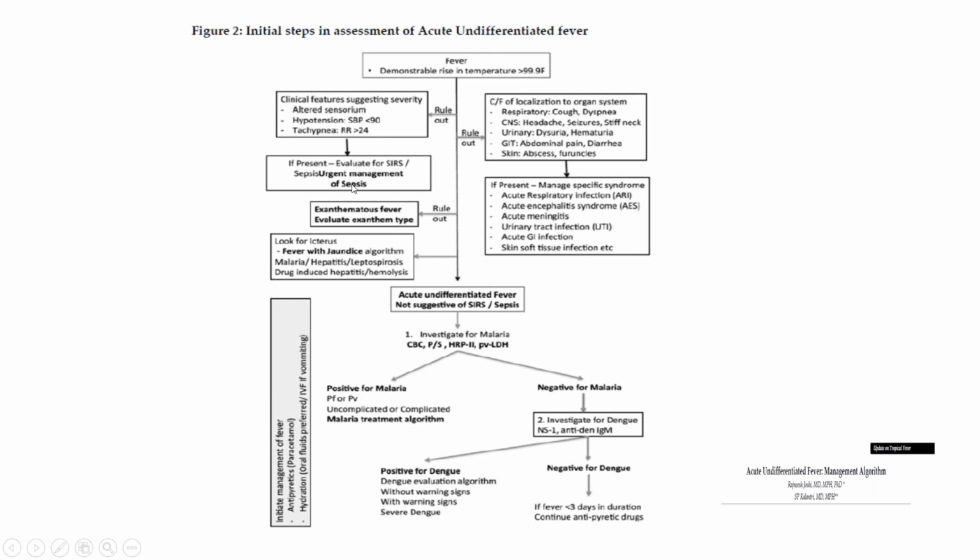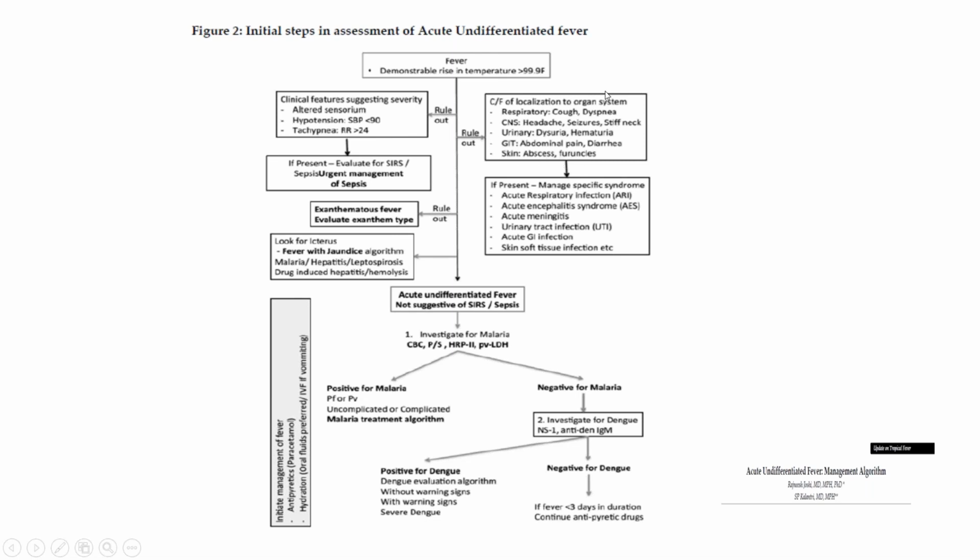If you don't have a critically ill fever, then you will try to localize it to any organ system. For example, if it is cough and dyspnea, it is respiratory involvement. If it is headache, seizure, stiff neck, it could be CNS involvement. Dysuria, hematuria suggests urinary tract involvement. GI tract involvement is suggested by abdominal pain and diarrhea. And if there are abscesses and furuncles, it is skin and soft tissue involvement.